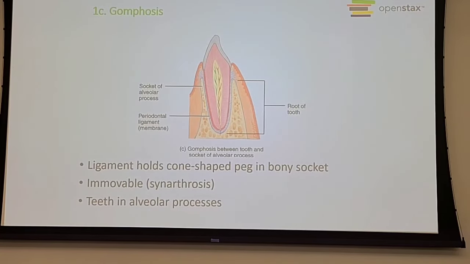And this is the last one. This is the gomphosis. Between the tooth and the bone of our jaw, there is a socket with fibers that connect them, and this is called the gomphosis. Is this synarthrosis, amphiarthrosis, or diarthrosis? Synarthrosis. I will not tell you what synarthrosis is. It has to be in your brain right now.